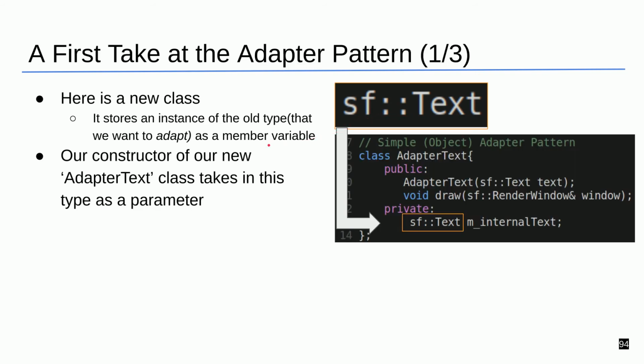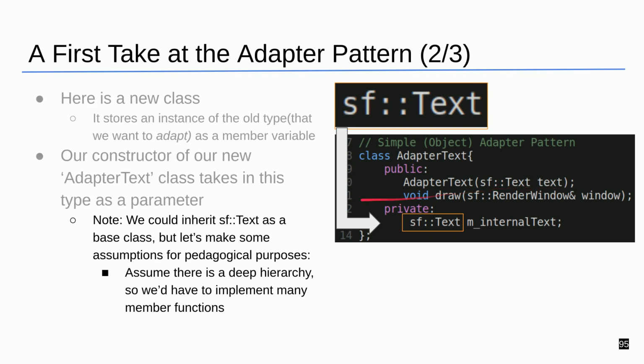So our first take of the adapter pattern is to write a new class called adapter text. We're going to use composition, that is, make this SF text a member variable in our class here. And our constructor of our adapter text is going to take as a parameter a text here. Now we could use inheritance again, but let's make some assumptions here that SF text might be in a deep hierarchy, and we might want to change the functionality further. So this is one way to solve the problem.